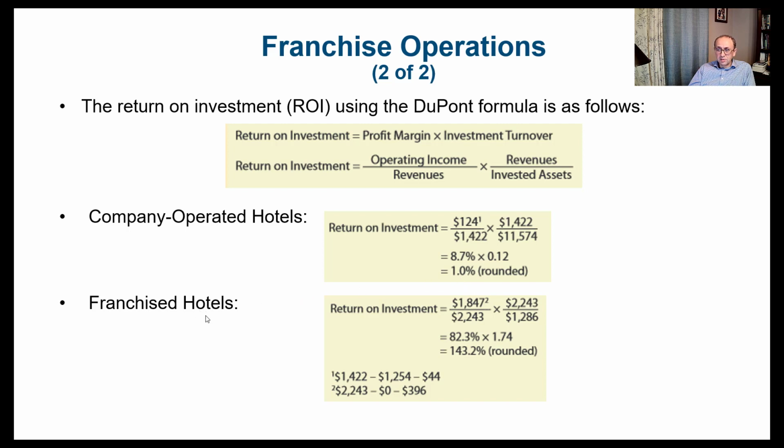For the franchise hotels, you can see it's way more profitable for Hilton. The profit margin is 82.3% and the investment turnover is 1.74. So that would give us a return on investment of 143%, which I think in this case shows the reason that Hilton might be more interested in franchising their service, or providing this franchise to other hotels who are interested, because it's much more profitable for them.